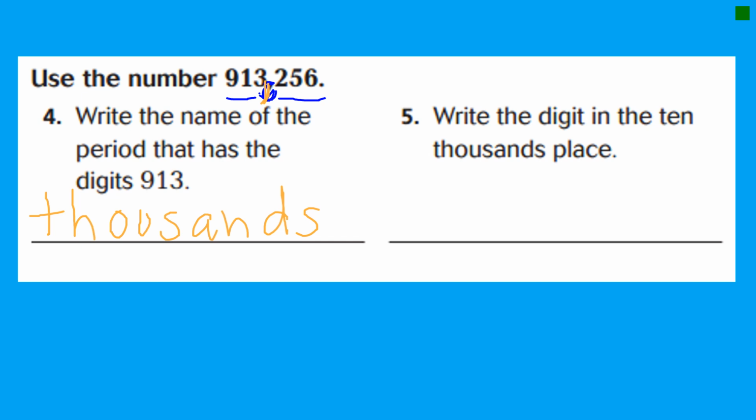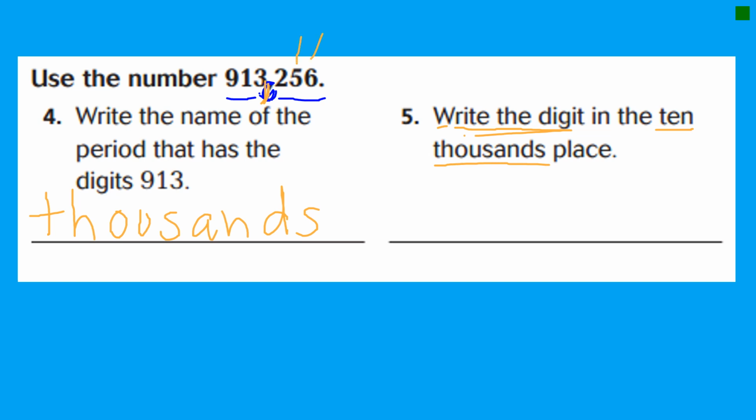On to number 5. Write the digit in the 10,000s place. Now I want you to notice, guys, it just says to write the digit. It doesn't say write the value of it or anything like that. So guess what? You're going to be writing one number. That's it. But we have to find the 10,000s place.